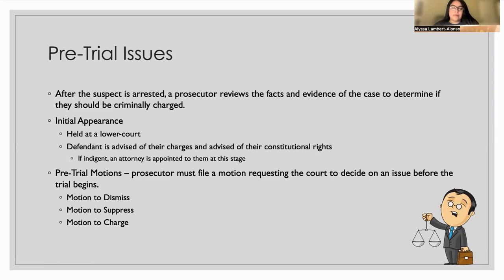If charges are pressed against a defendant, the suspect is brought before a lower court judge for an initial appearance. At the initial appearance, the defendant is advised of the charges pending against them and advised of their constitutional rights. If the defendant is unable to afford an attorney, this is also the point where one is appointed for them. For different crimes, there are different steps.